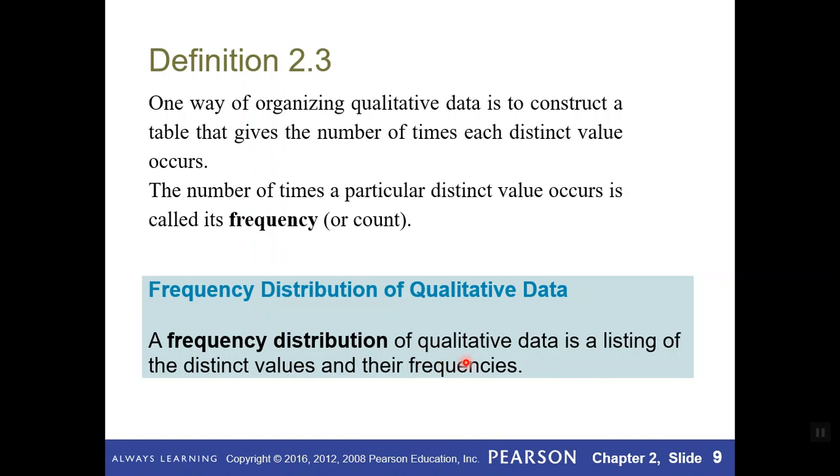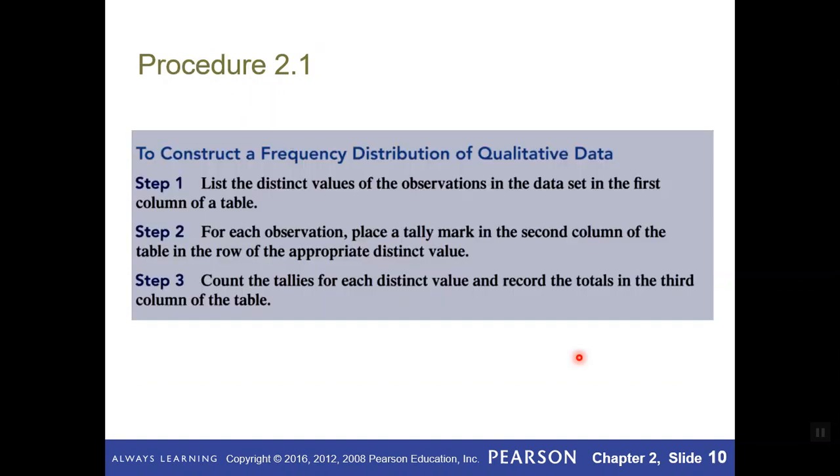A frequency distribution of qualitative data is a list of the distinct values and their frequencies. How many times that distinct value appears, something like that. So I have mentioned the specific steps for how to draw this frequency distribution of qualitative data. First, you have to identify what are the distinct values in your problem.